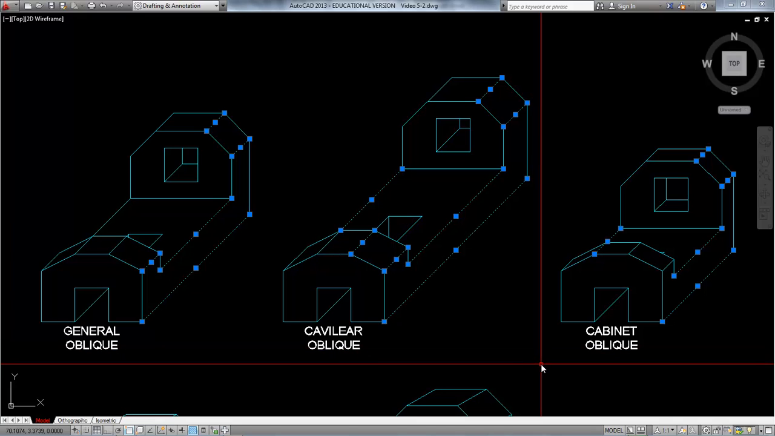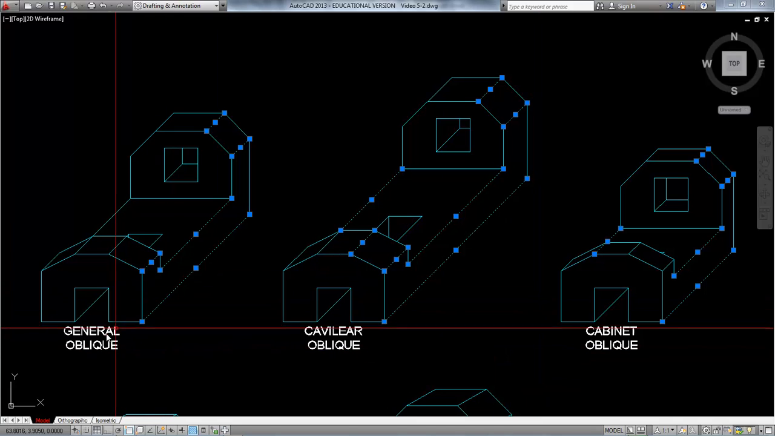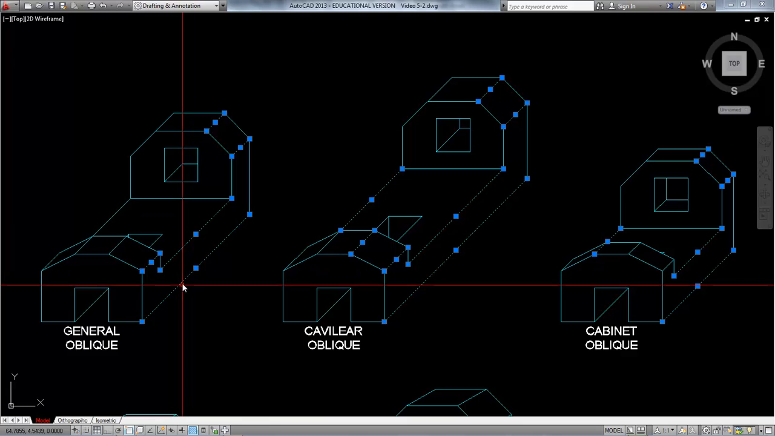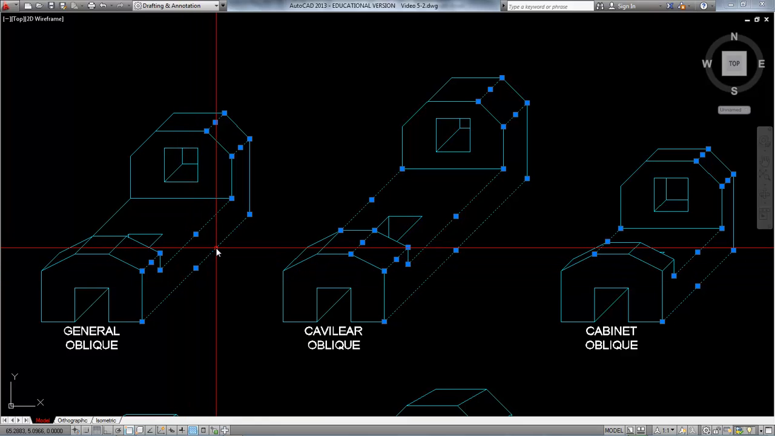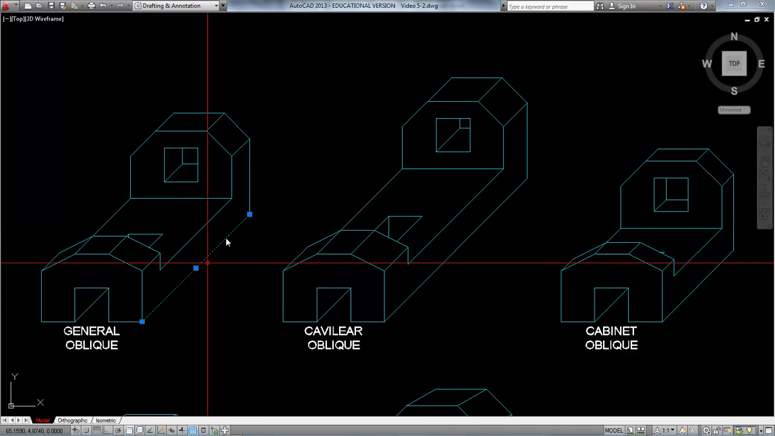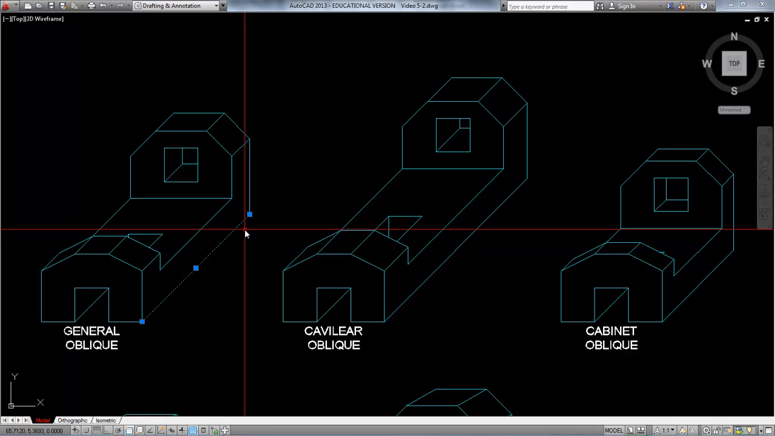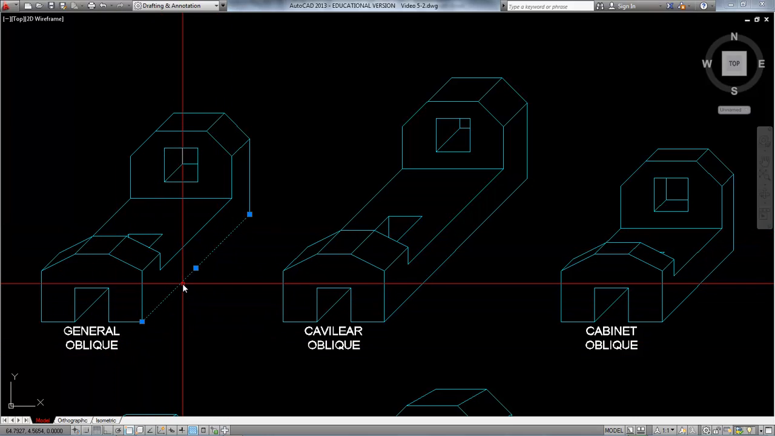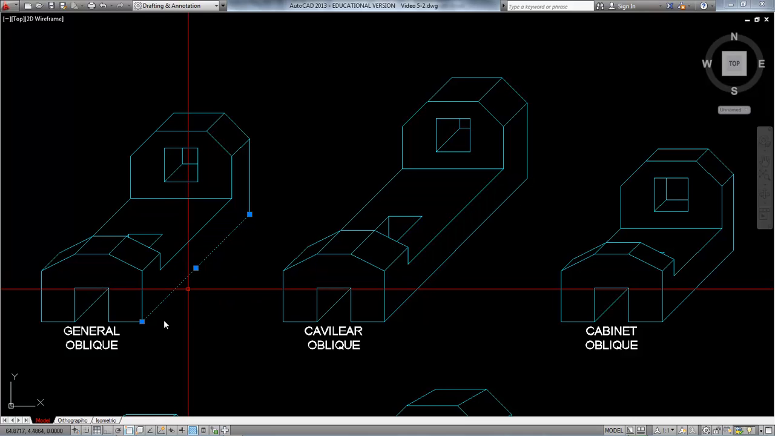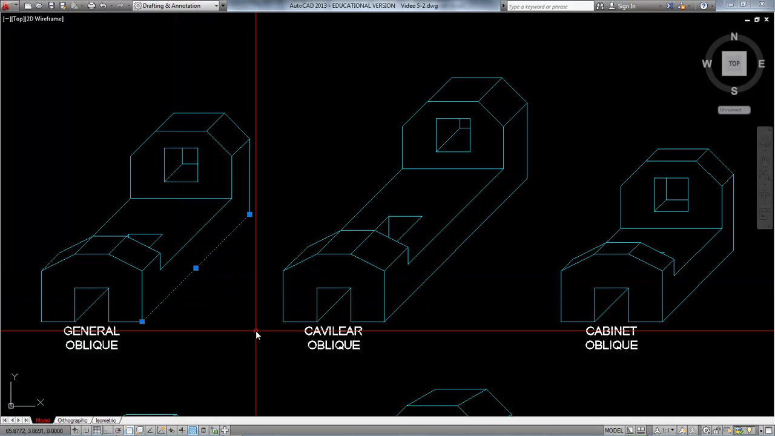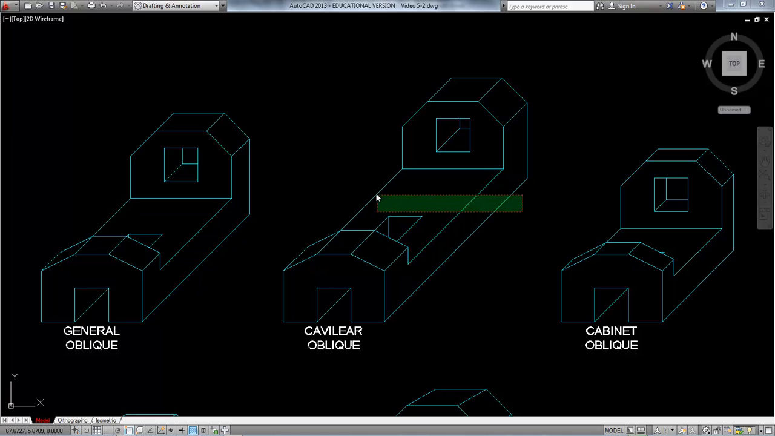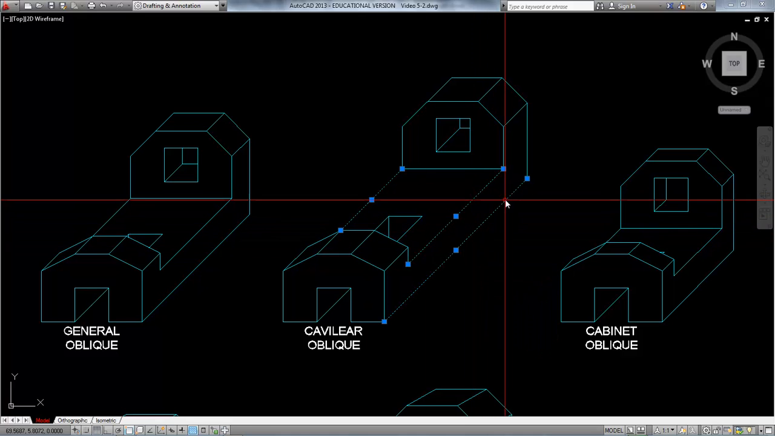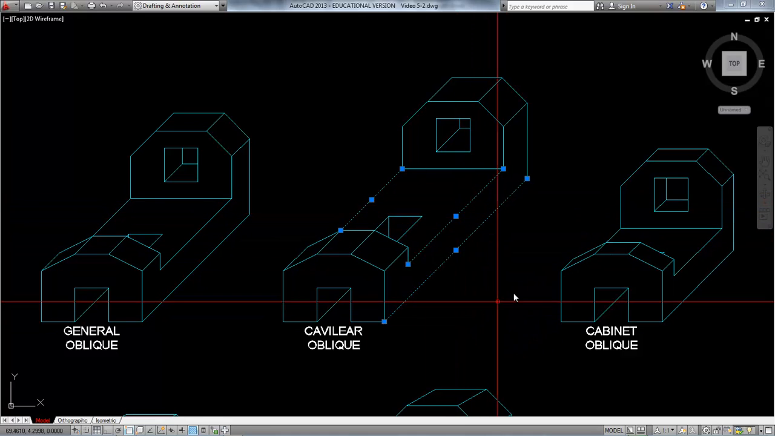The big difference between these views is that in general obliques, the length of the receding lines is drawn at 3/4 scale. What that means is that if this line on the part is 4 inches long, when you're creating the general oblique, you would actually only draw it 3 inches long. Therefore, it's 3/4 scale.